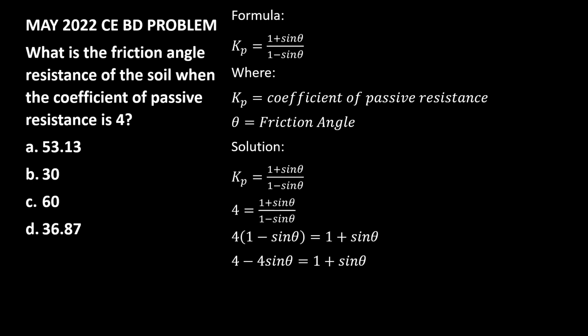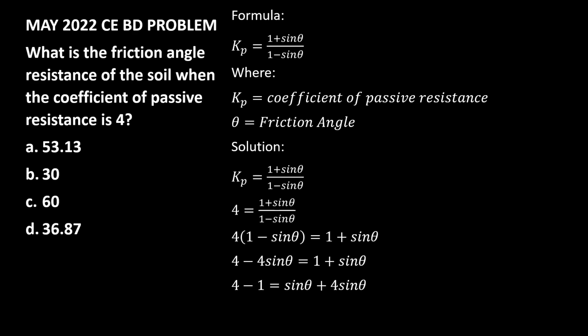So what we will do now, as we can see the 1 at the right-hand side of our equation, we can transpose it to the left and change its sign. And as well as the negative 4 sine theta at the left-hand side of the equation, we can transpose it to the right side to make its sign positive. So let's do it now. And now, after doing that, our equation becomes 4 minus 1 equals sine theta plus 4 sine theta.